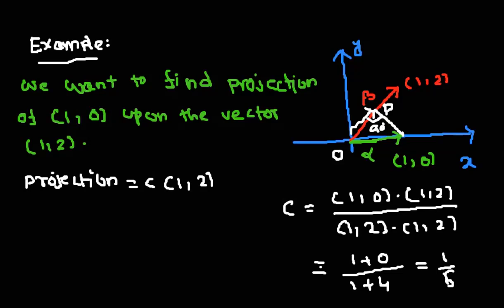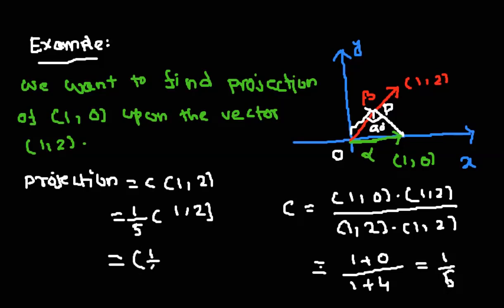Alpha, the C can be thought of as a scalar component of the vector alpha upon the vector beta, or you can see it as the projection component of alpha upon the vector beta. You basically have to scale the vector beta to get the actual length of the shadow of the vector alpha upon the line beta. So 1 by 5, 1, 2. So this is our projection vector.